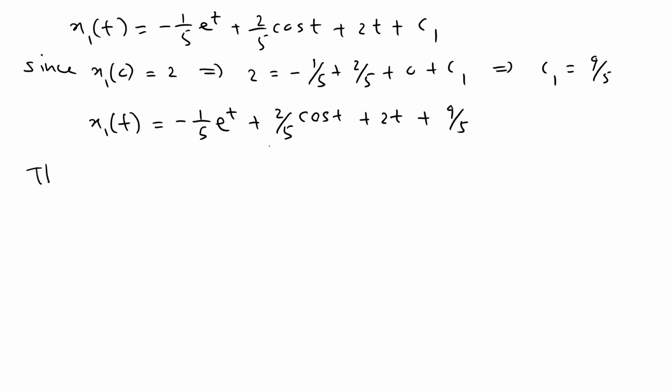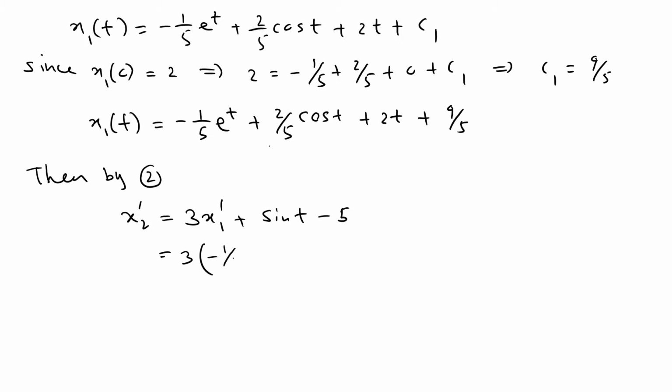So from the second equation, we have x2 prime equals 3 x1 prime plus sine t minus 5. Let's plug in. We know x1 prime, which means we have to take the derivative of x1, which is negative 1/5 e^t. Or we can just leave it like that, because the next step is to integrate, and once you integrate you get the function back. But in a general problem, you have to substitute here and simplify.